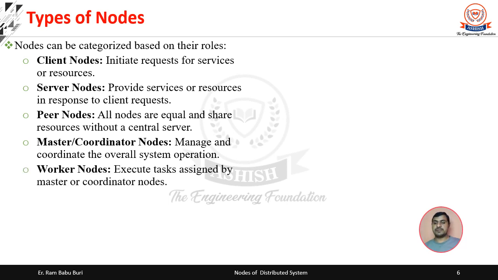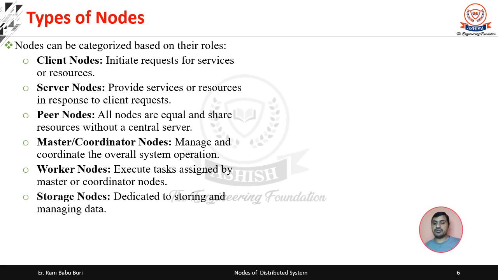Next is worker nodes. Worker nodes execute tasks assigned by master or coordinator nodes. Example, computers in a high performance computing system performing calculations as instructed by the cluster manager. Worker nodes are the workhorses of a distributed system. They carry out the specific tasks assigned to them by the master or coordinator nodes, contributing to the overall processing power and functionality of the system.